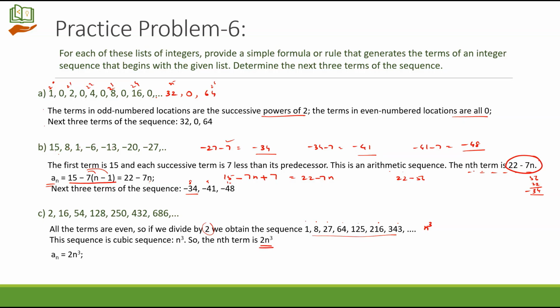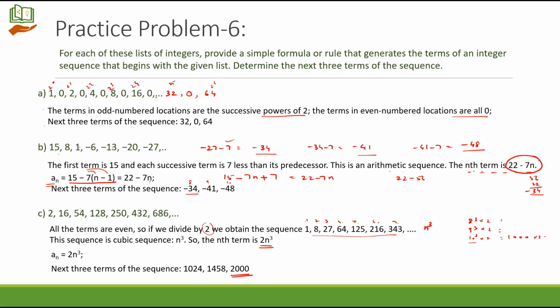So the an term is given by 2 into n cube. 1, 2, 3, 4, 5, 6, 7. You can find 8 cube, 9 cube, 10 cube and then multiply it with 2 in order to get the next 3 terms. Let's do for 1000. 1000 into 2 will give you 2000. So we know the final term is 2000 here.